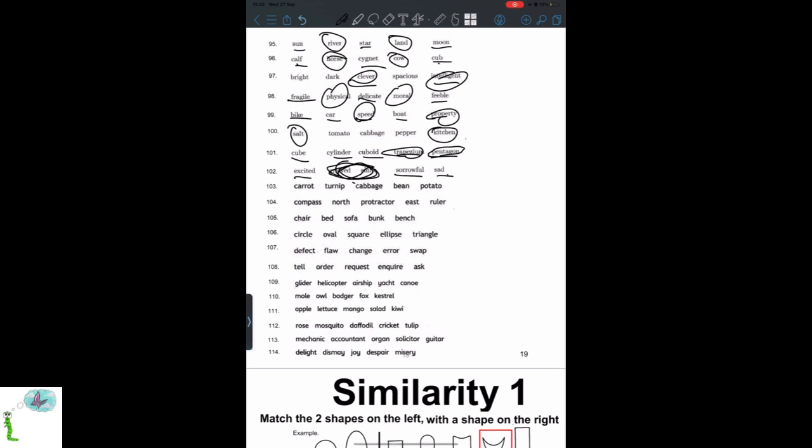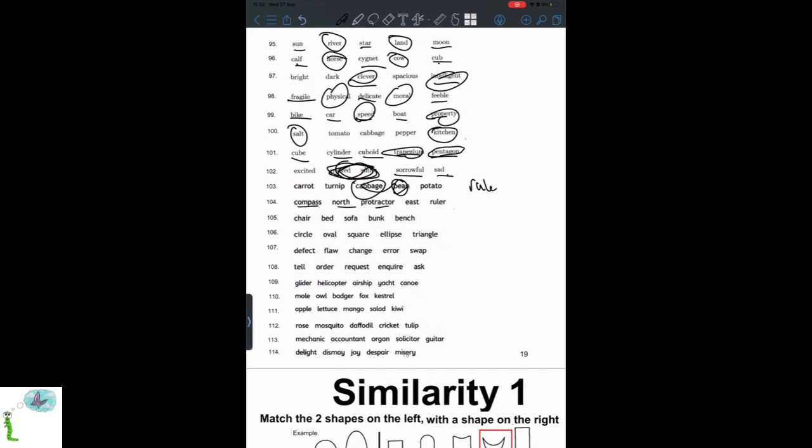So, carrot, turnip, cabbage, bean, potato. This is an interesting one to put in a verbal reasoning, but you just have to have a bit of knowledge. Think of the similarities again. Think of a rule that it could be. And what I'd say is carrot, turnip, and potato will grow on the ground, so that's going to be the rule. And therefore, the odd two out are going to be these two.